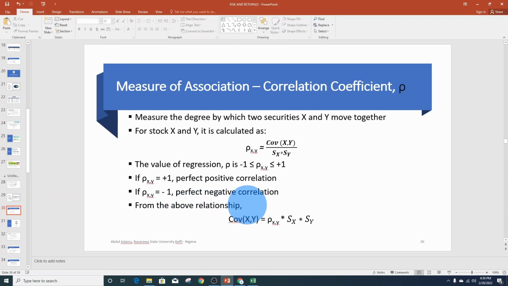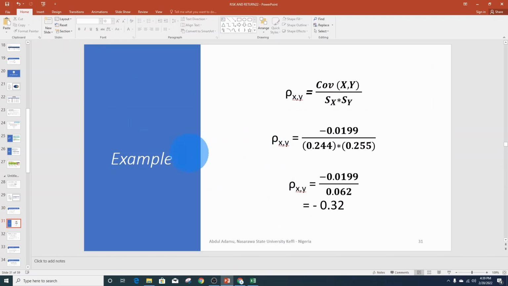So from this relationship here, if we know the value of our correlation, we can also find the value of our covariance, by multiplying the standard deviations by the correlation. So if we take our covariance value, which is -0.0199, we divide it by the standard deviation of Dangote and the standard deviation of Bua. When we divide, we see that our value of the correlation coefficient is -0.32, which is a moderate relationship between X and Y. As X increases, Y decreases.